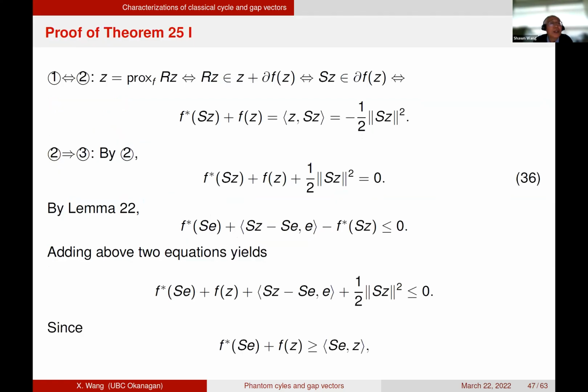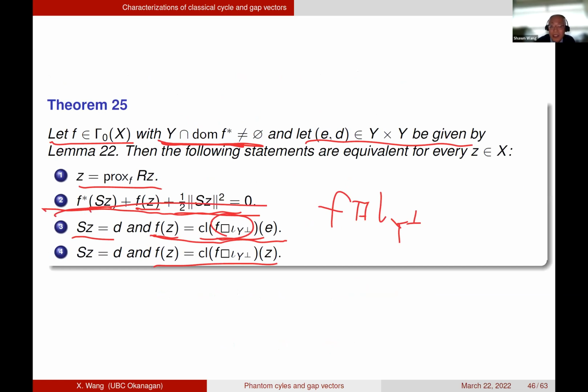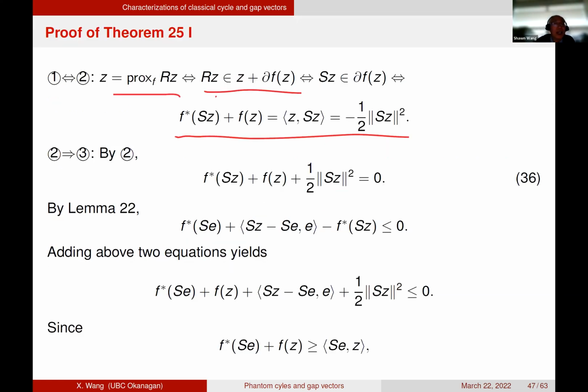1 to 2. If I have that, I write out the differential inclusion format, then use the definition of S, and you have this. That's the Fenchel-Young inequality. Now 2 to 3 is more involved. If you assume this, then I have this. Then by the lemma, I use the vector E and vector D property. I have this. Then if you add that in, you have this.